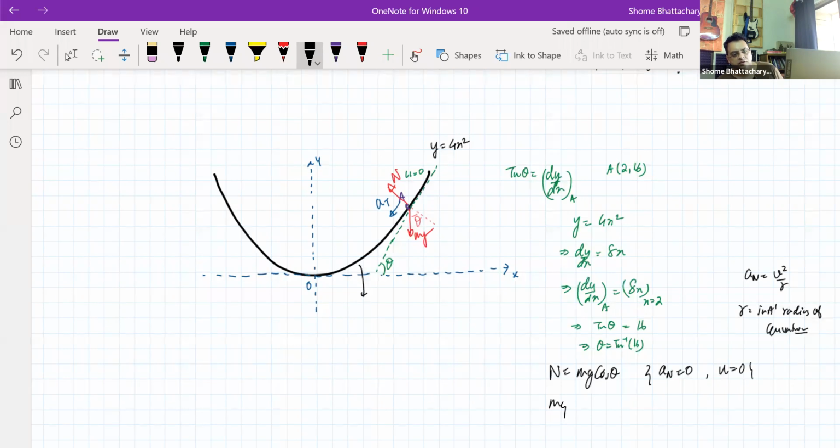Whereas mg sin theta will be providing the tangential acceleration. So from this equation, you can see N will be equal to mg cos of that angle. So 0.2 into 10 into, now tan theta is equal to 16. So cos theta will become how much? 1 upon root 17, right?